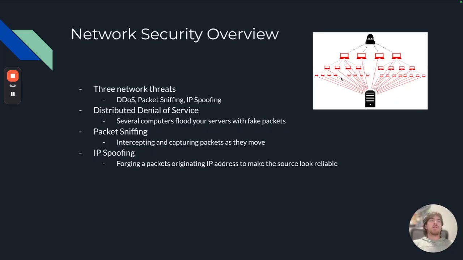So first off, we're going to look at IP spoofing, which is the practice of an attacker forging a packet's originating IP address to make it appear as though it's from a reliable source. This is done to reroute traffic, get around access restrictions, or conceal your identity. It's comparable to receiving a letter that you believe to be from a friend, but it actually has a phony return address.